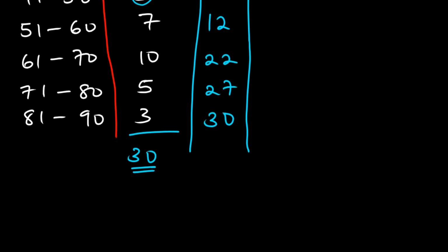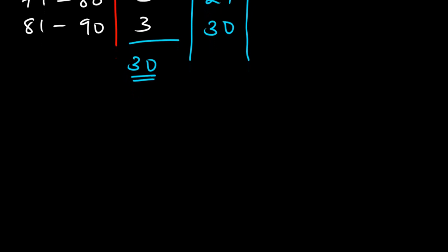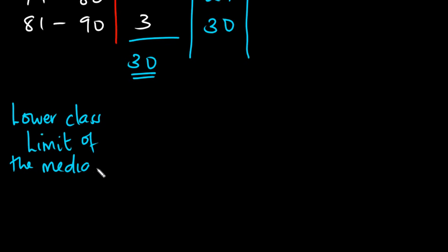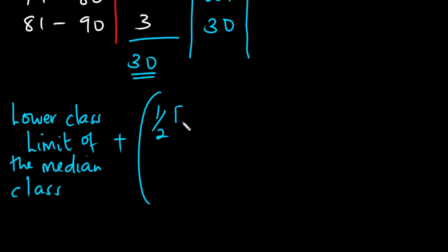So the formula that we use to get the median is this. Okay, this is how we're going to do it. We're going to have the lower class limit of the median class, and then plus, in brackets, a half of the frequency, or rather the total frequency. A half of the summation of the frequency.